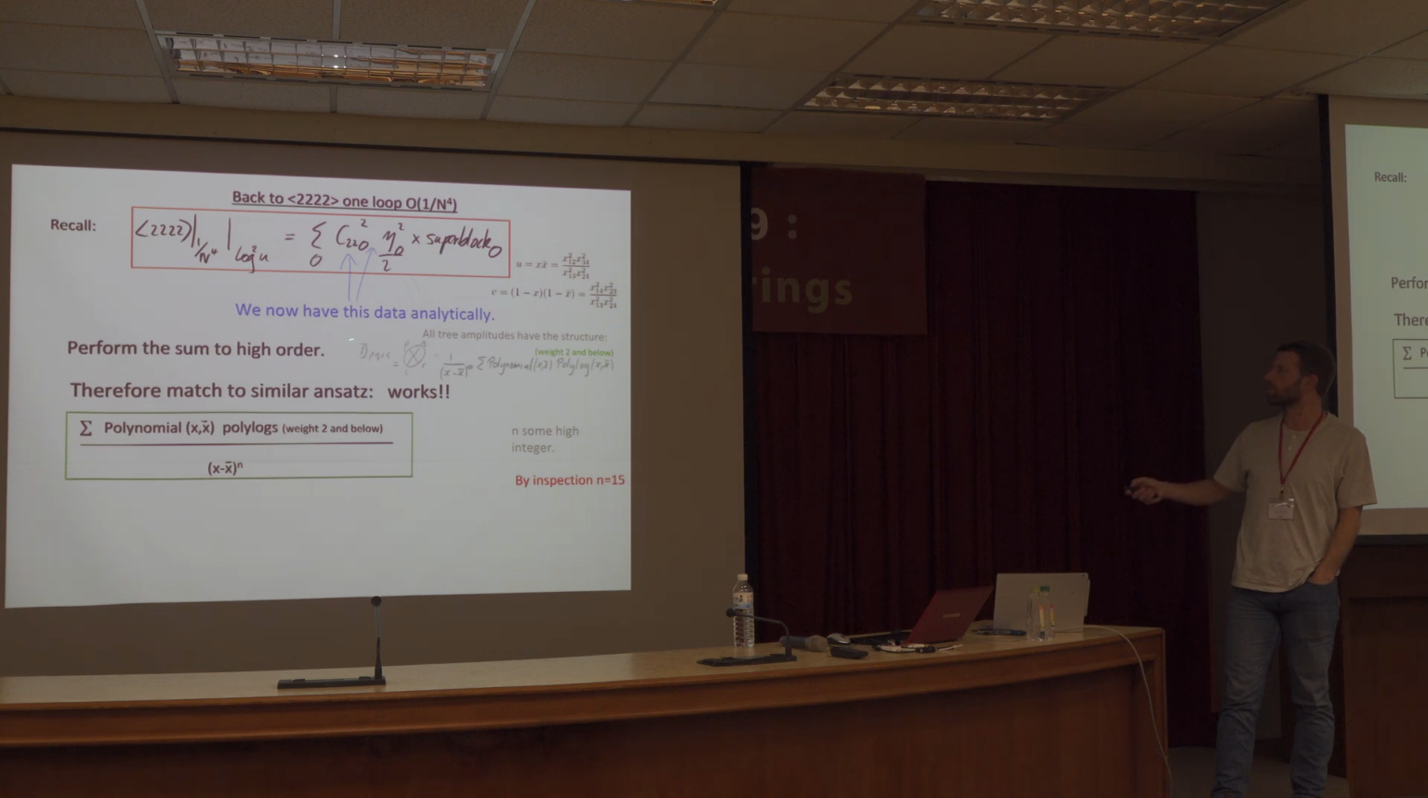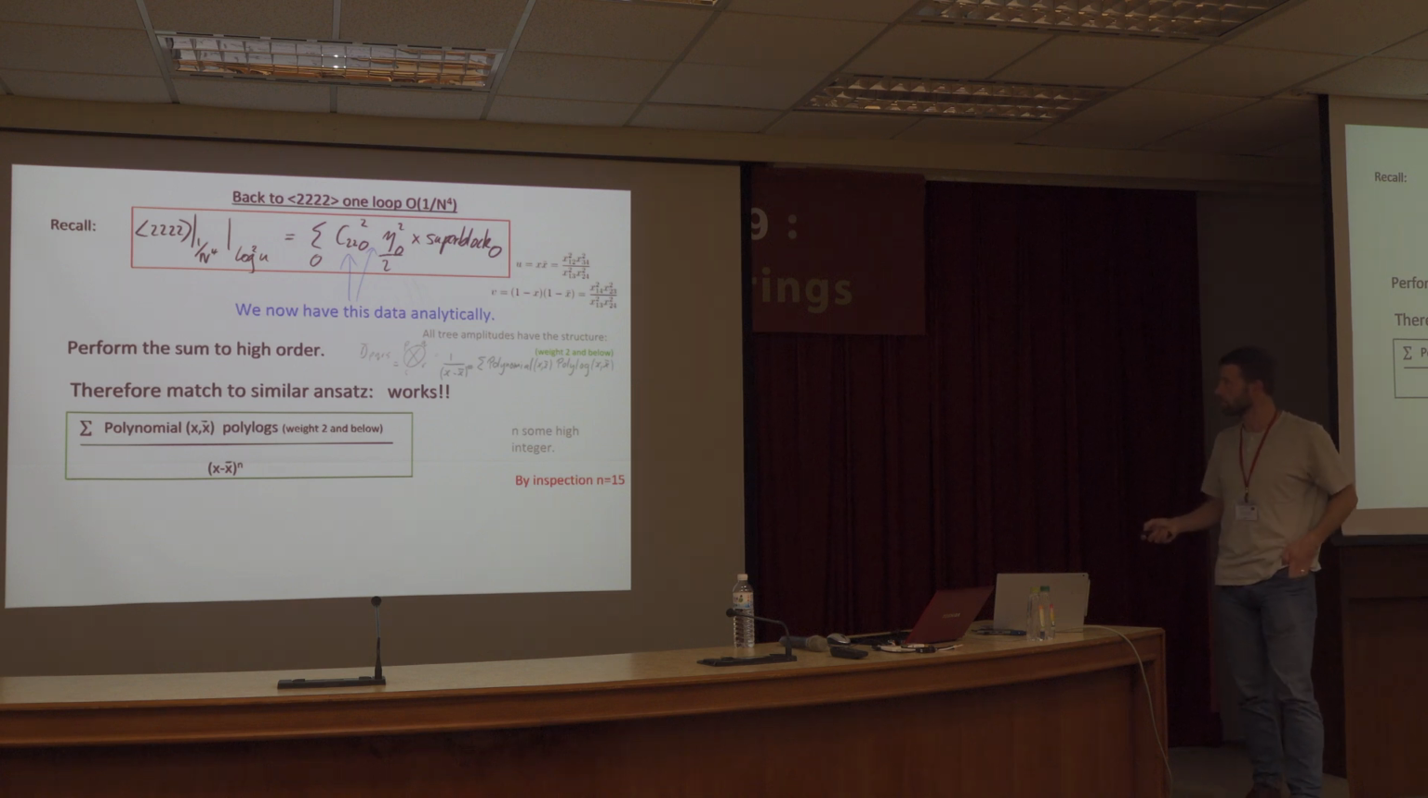Everything at tree level in this holographic world has the following form: polynomial times weight 2 and below polylogs divided by x minus x bar to some power, where x and x bar are just some cross ratios. It's such that it's non-singular when x is equal to x bar. So this thing has to cleverly have many zeros in the limit x goes to x bar in order to cancel this.